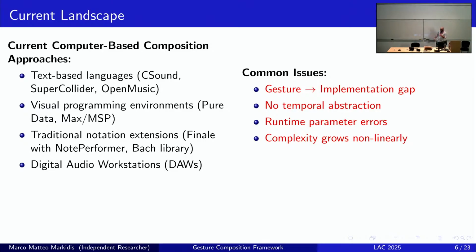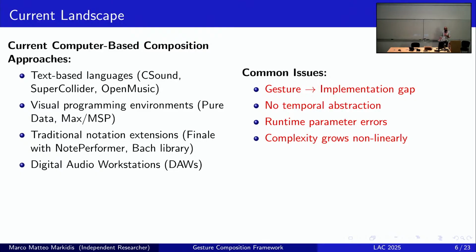So what I feel is that in all the current computer-based composition approaches, an abstraction is missing: the gesture given as an abstraction. So basically there is an implementation gap in my mind, and indeed there is no temporal abstraction. And plus, I had some, just to say, bad feelings in my life.